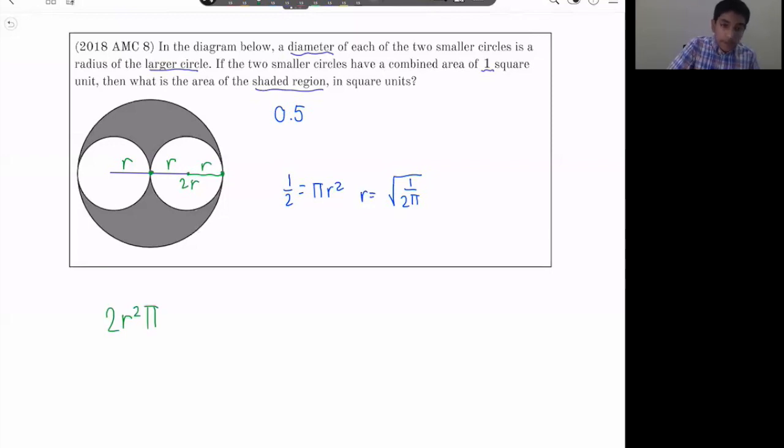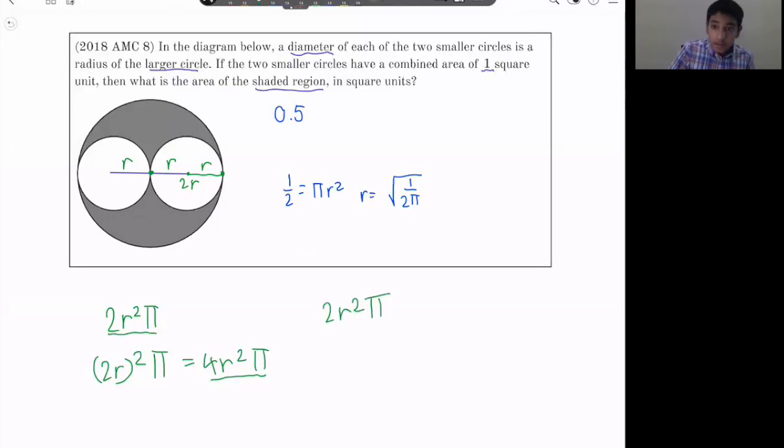And we have the area of the big circle is 4r squared pi. So what's the area of the shaded region? It's just going to be 4r squared pi minus 2r squared pi. So this is just going to be 2r squared pi. So the area of the shaded region is 2r squared pi, both shaded regions combined. So both of these combined have an area of 2r squared pi.